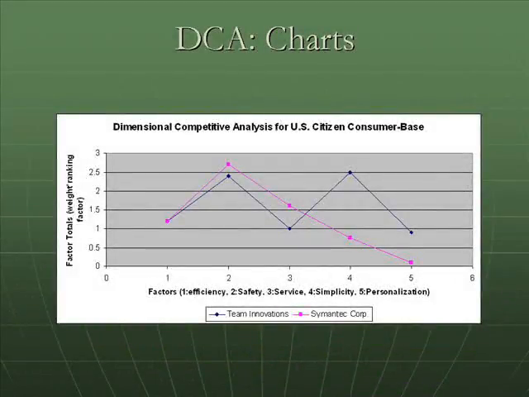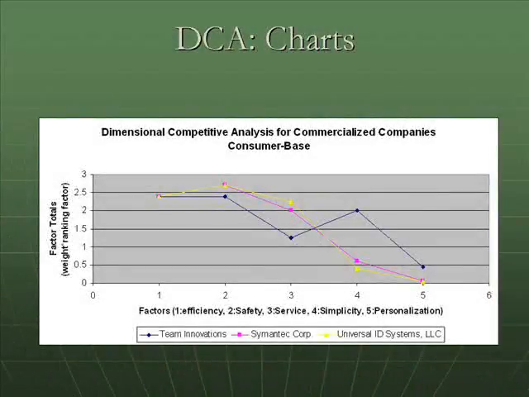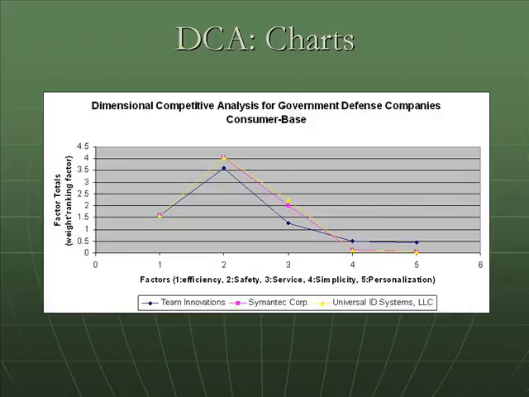Overall, for the commercialized companies and the U.S. citizens, Team Innovations came out on top. However, for the government defense companies, Universal ID Systems came out on top. This is due to the fact that their customer market is only for the government defense companies. Their services and products are focused on that market.